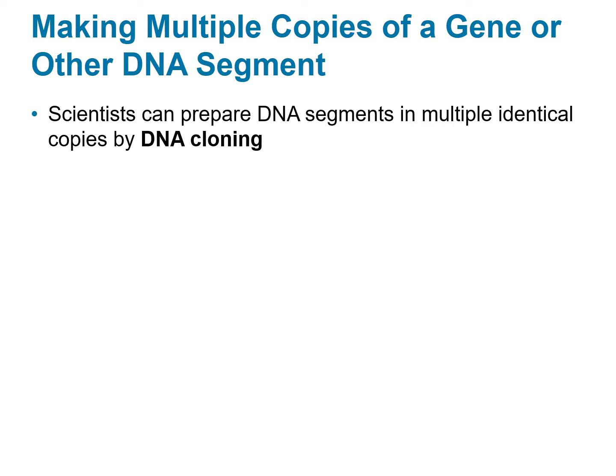DNA scientists can prepare DNA segments. They can extract DNA from cells, prepare segments, and create millions of copies of this DNA. You can do it by cloning. In cloning, plasmids are used. We've learned about plasmids. Remember, they are small circular pieces of DNA.